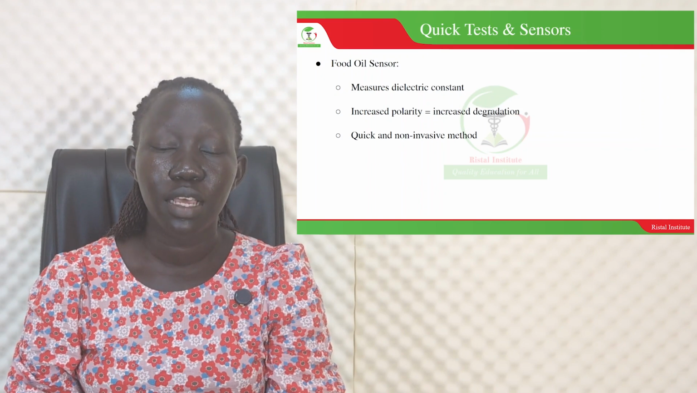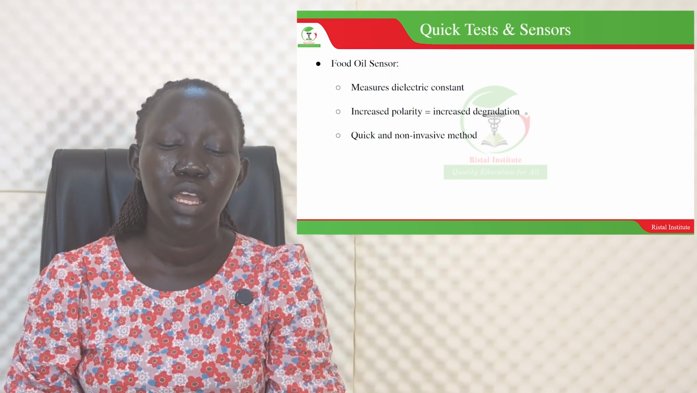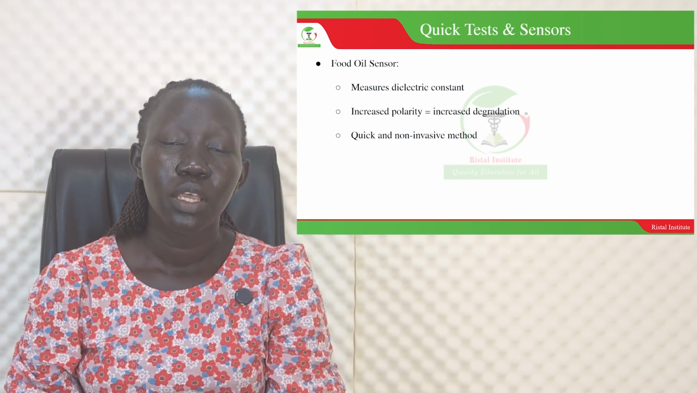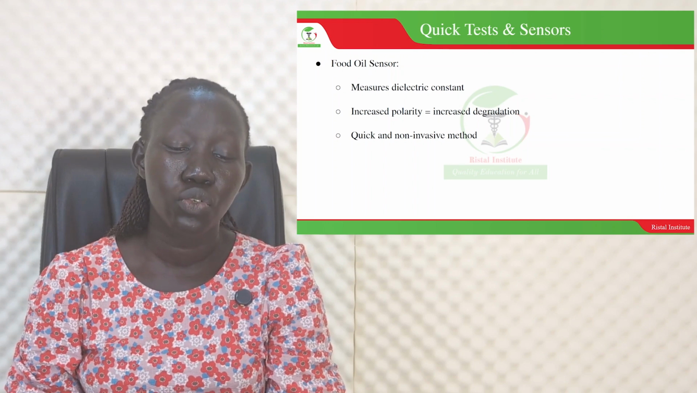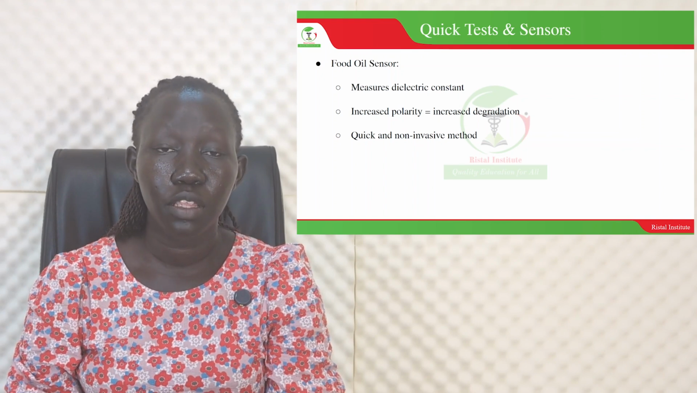There are some quick tests and sensors that can also be applied. For example, the food oil sensor that measures the dielectric constant also can measure the level of the polarity. Increased polarity leads to increased degradation, and hence it is advised not to use the oil again. Quick and non-invasive method. This is a very quick method that you can conduct at your convenience.